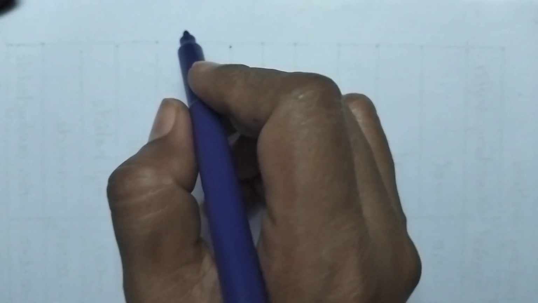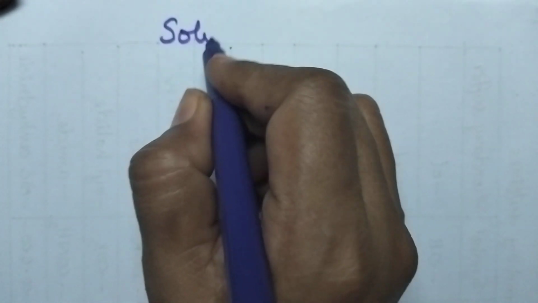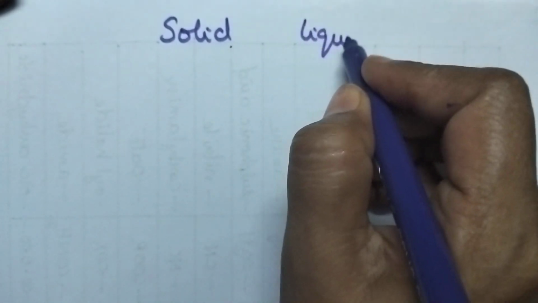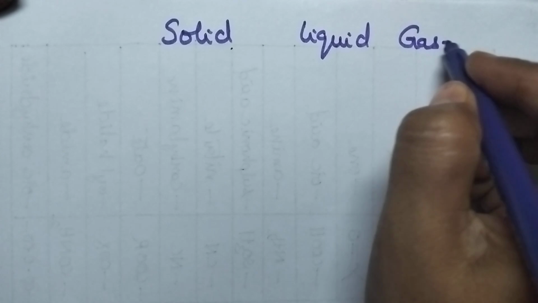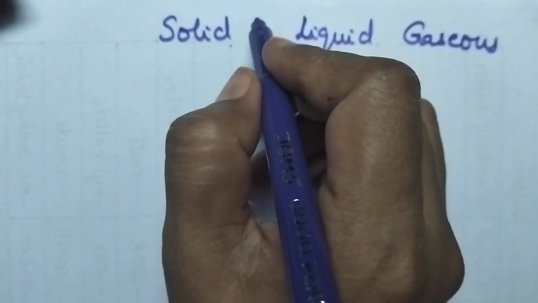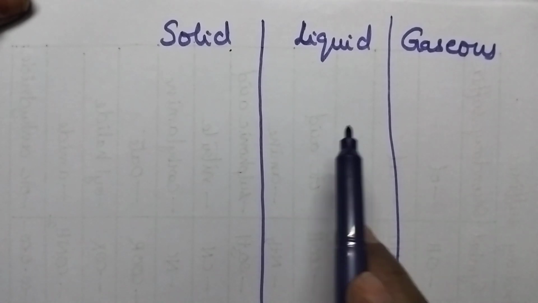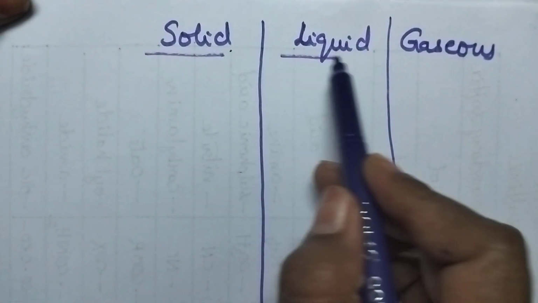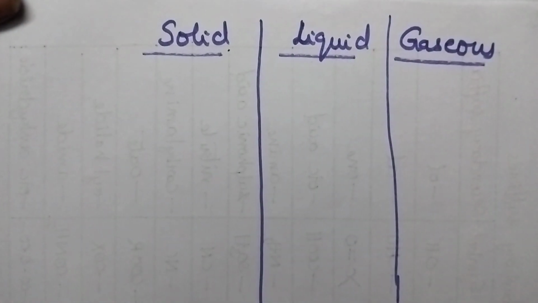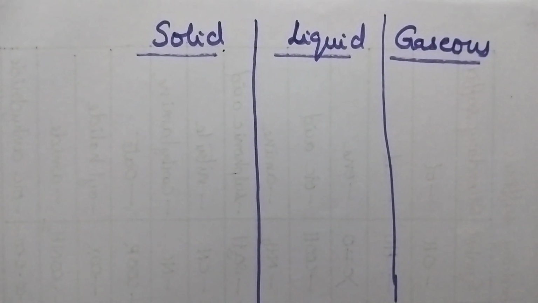Next, let us compare solid, liquid and gaseous fuels. So now we are going to compare solid, liquid and gaseous fuels. Whenever solid fuels are compared with liquid and gaseous fuels, we can decide which of them is the best fuel. So for that purpose, we have to compare different characteristics of the fuels.